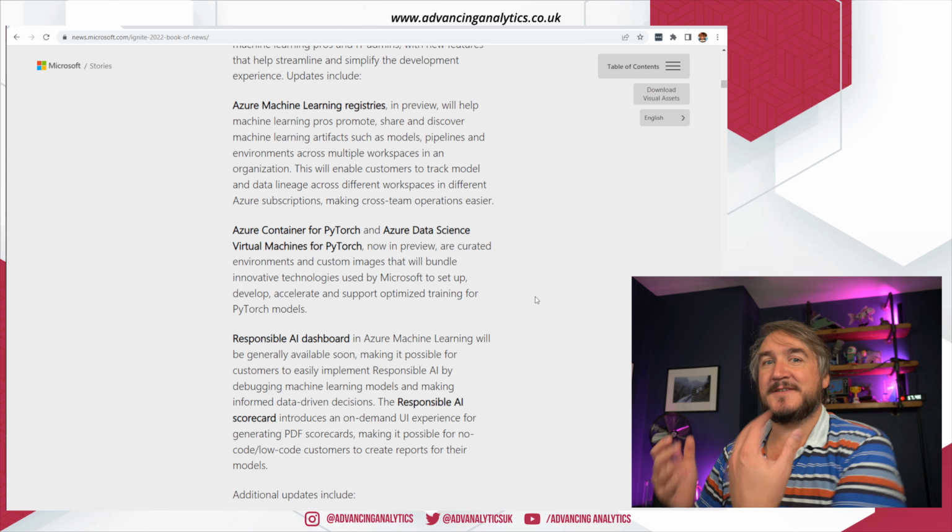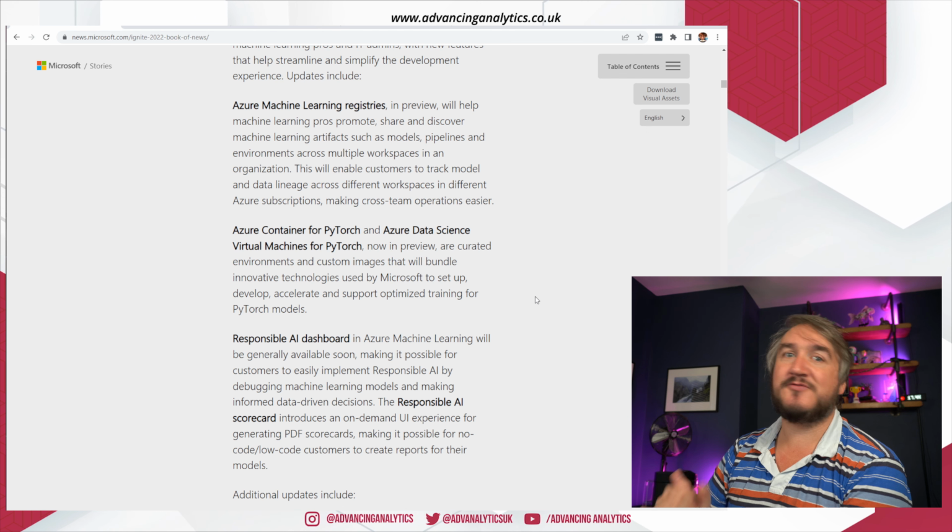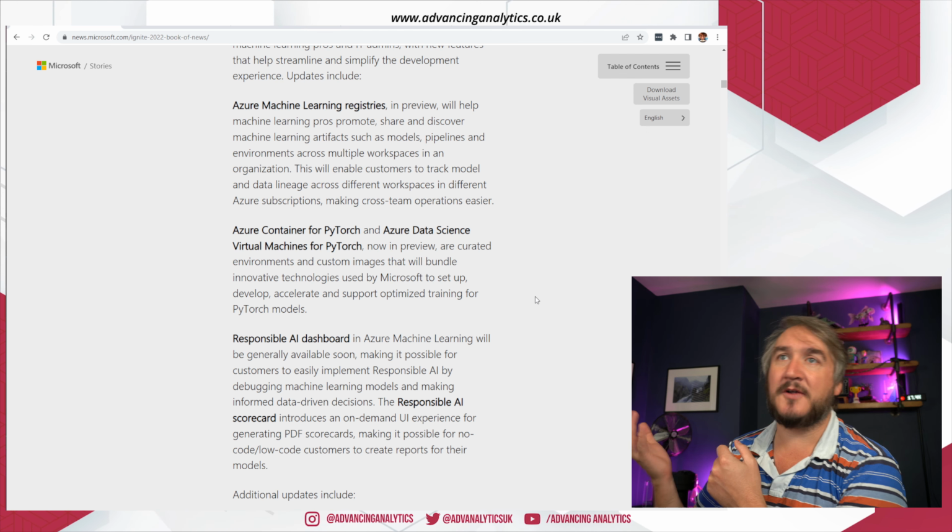Now it's interesting because for me there's a lot of crossover there in terms of what things like MLflow are doing. So MLflow is already a machine learning repository. It already allows you to do a lot of those things.